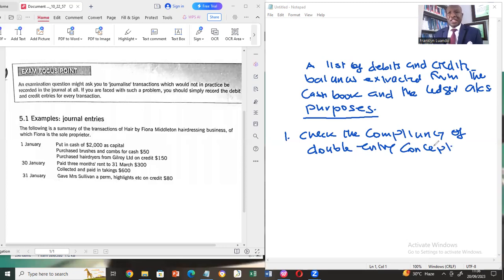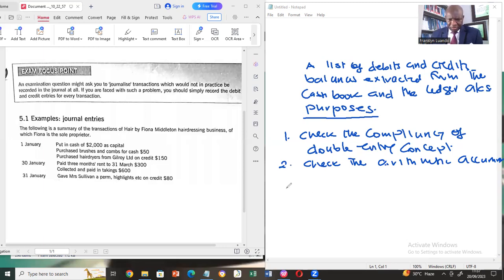Now, the trial balance has two sides, the debit and the credit. If the double entry is properly done, the debit side total will be equal to the credit side total. In simple language, the trial balance will agree because the double entry is properly observed. Number two reason for preparing the trial balance is to check the arithmetic accuracy. Again, if you have done proper additions and subtractions in the ledger accounts, then the trial balance will agree.